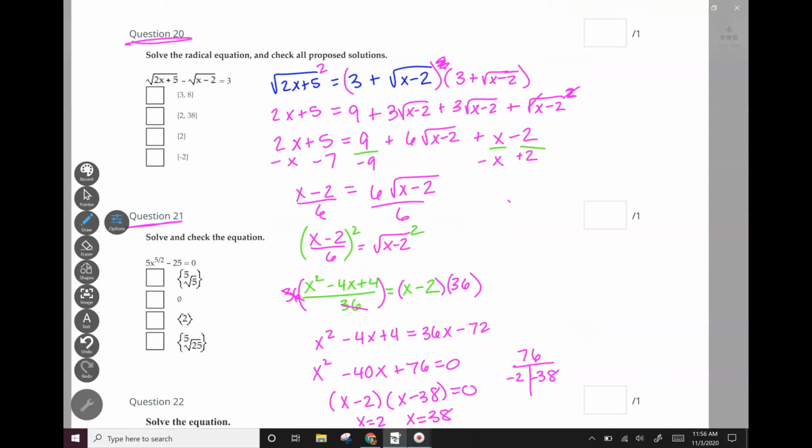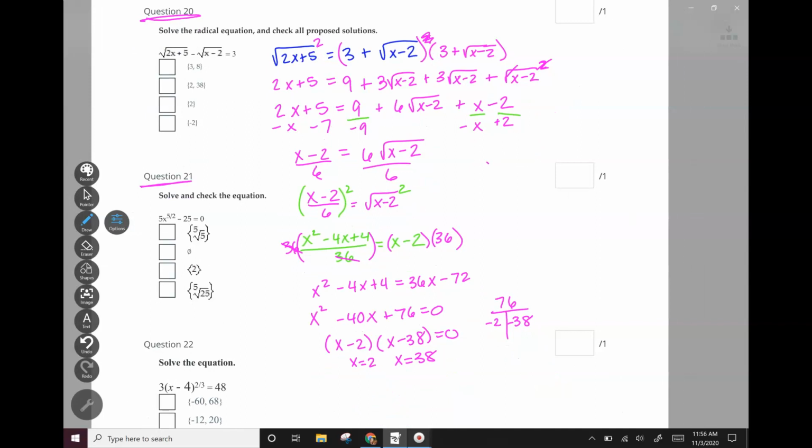But wait, there's more. We do need to check those two solutions because this is a radical equation. So let's plug those back in really quickly just to check. If I plug the 2 back in, we've got 4 plus 5, oh sorry, 4 plus 5 is 9. Square root of 9 is 3. 2 minus 2 is 0. Square root of 0 is 0. And 3 minus 0 does equal 3, so the 2 works.